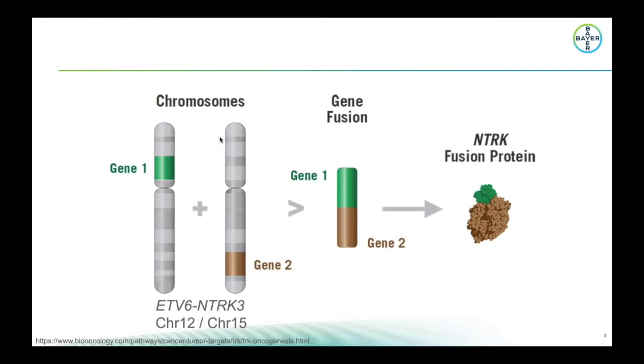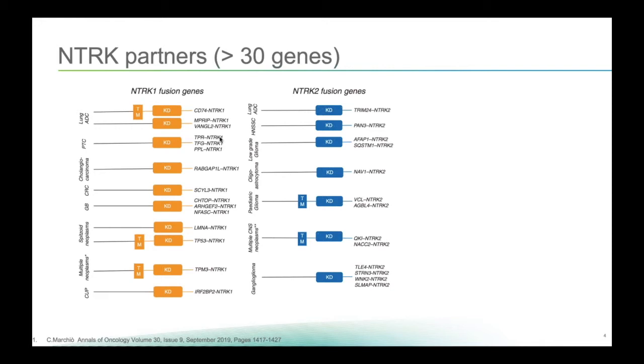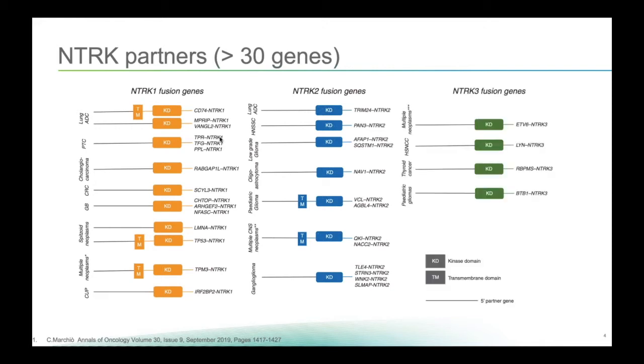And listing the number of partners with NTRK, we will find that there are at least 30 different genes that can be translocated with one of the 3 genes. In this example, you see there are at least 10 different genes that go with NTRK1, another 8 or so with NTRK2, and probably 4 or 5 with NTRK3. So this could be a huge challenge for us in the lab, and different methods will be able to detect different kinds of gene fusions.